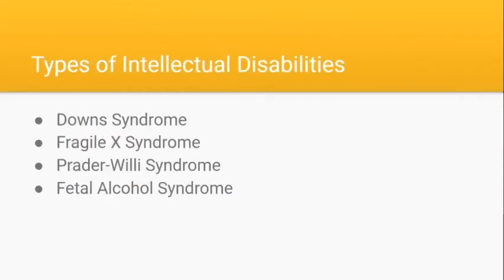There are different types of intellectual disabilities. There are different factors that cause intellectual disabilities, such as chromosomal abnormalities and environmental conditions. Some intellectual disabilities are Down syndrome, Fragile X syndrome, Prader-Willi syndrome, and fetal alcohol syndrome.